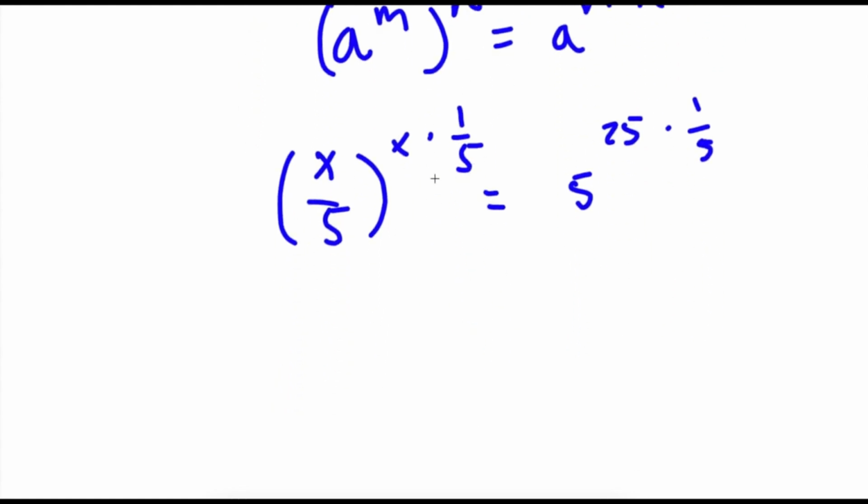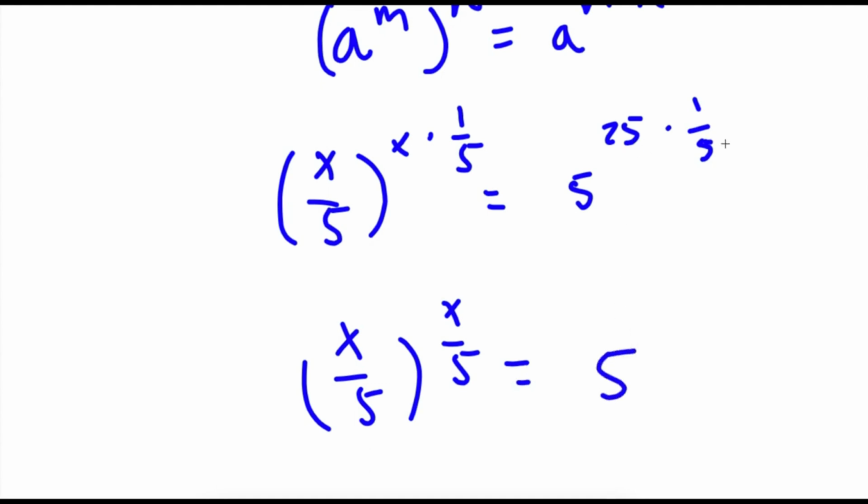Now x times 1 over 5 is simply x over 5, so I have x over 5 to the power of x over 5 is equal to 5. 25 times 1 over 5 is simply 5.